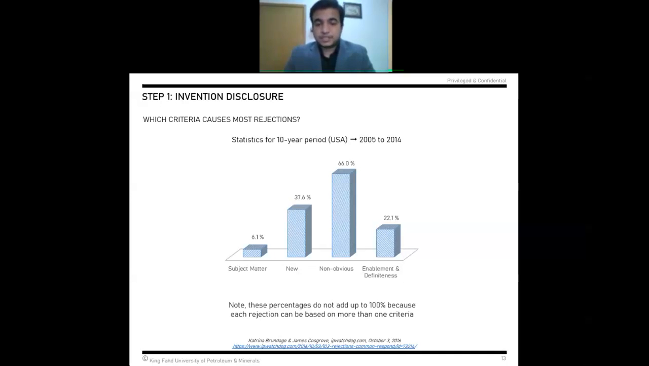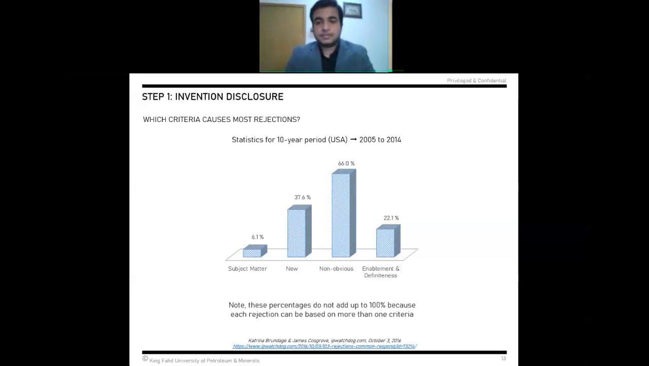Of course, we will see in the future, even in the next slides, that you can appeal against rejections. But as you can see from this slide, 66% of the rejections were based on non-obviousness. The second highest was novelty, which means that 37% of the applications were rejected because they were not found to be new, which means that when the examiner was examining the application and searching for prior art, he or she found that the same invention was done or developed by someone else in the past. So based on that evidence, about 37% of the applications were rejected.